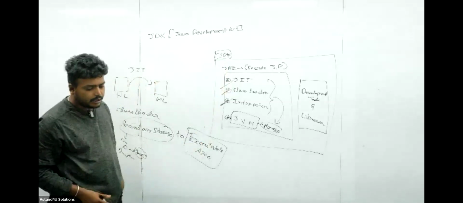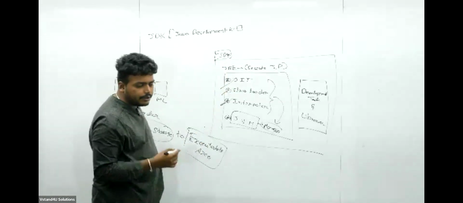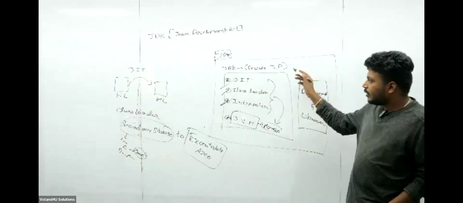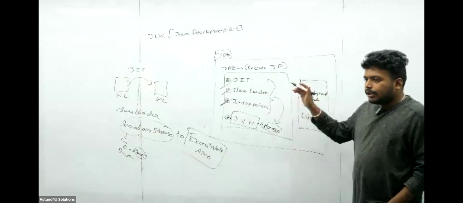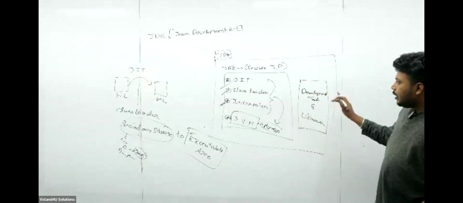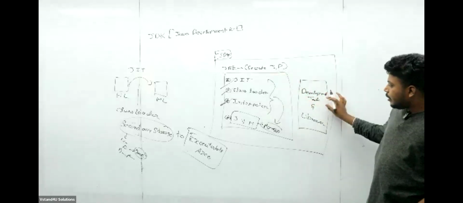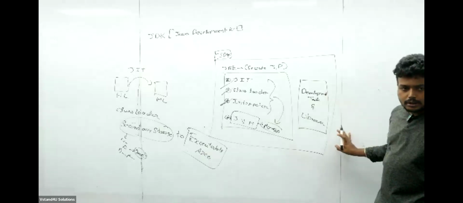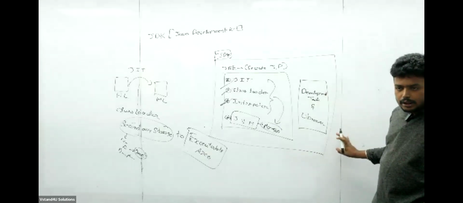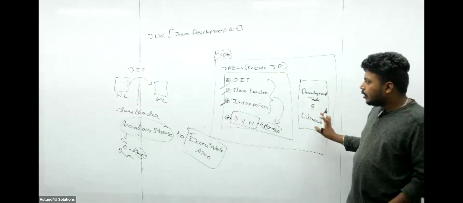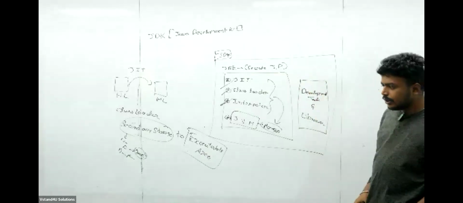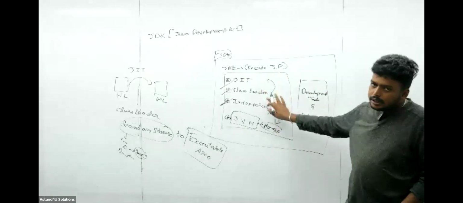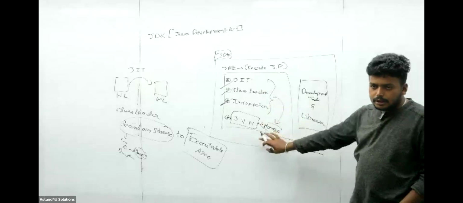In JDK, there is a component called JRE. JRE is nothing but Java Runtime Environment. It is used to execute Java programming. JRE contains some development tools and libraries. Libraries are like java.util.Scanner, java.util.Arrays, java.util.LinkedList. These are contained by the JRE. Then in JRE, there are four components: JIT, class loader, interpreter, and JVM.